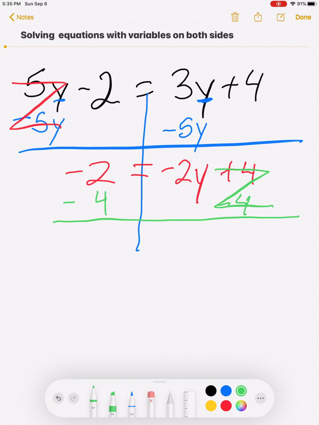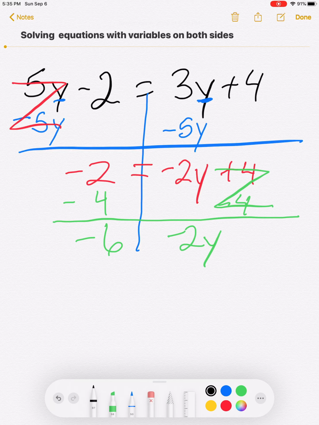This zeroes out. I can bring down my negative 2y. Negative 2 minus 4 is negative 6. Now I'm back to that one-step equation. I need to get y by itself.